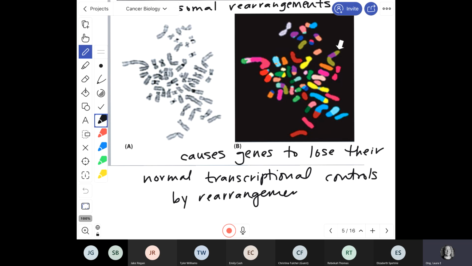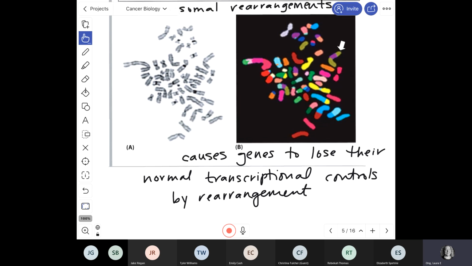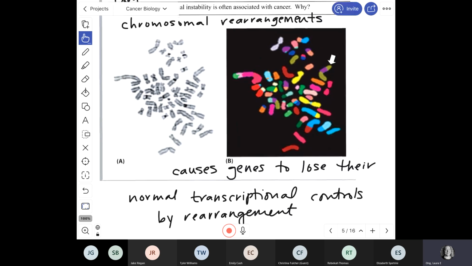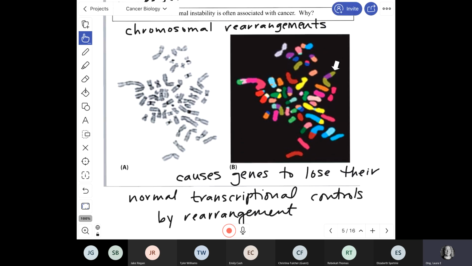This would kind of be like if I took your data figure papers and just randomly cut them up and then put random pieces back together, it's not going to make sense. And some of your sentences would lose the beginning part that gave context to what it's going to say. So having a lot of chromosomal rearrangements, we call that chromosomal instability, and that can lead to cancer.